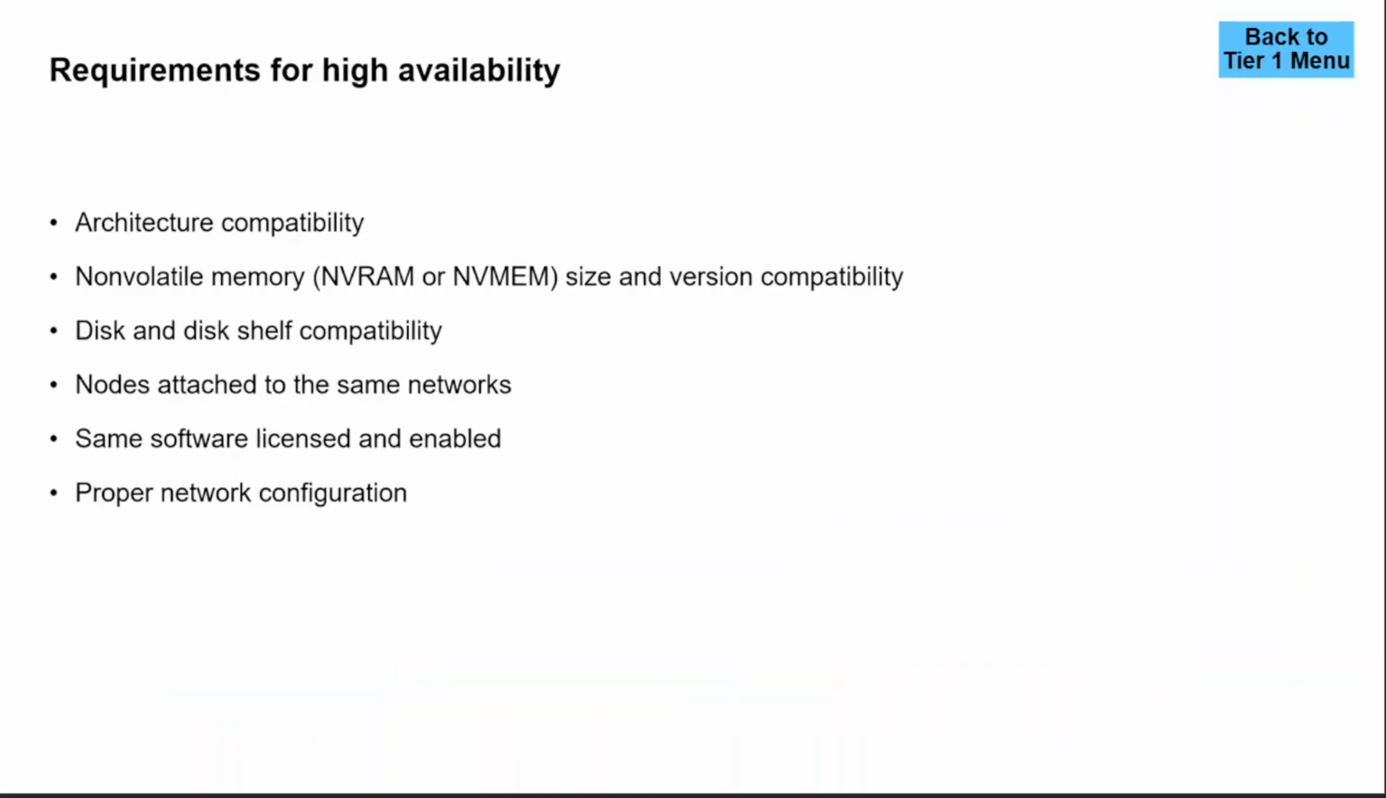Both storage nodes in a high availability pair must nearly be mirror images of the other. For example, if node A connects to a network that node B cannot access, then when node B has to take over the functionality of node A, the end users reliant on that network connection will be unable to access the storage system.